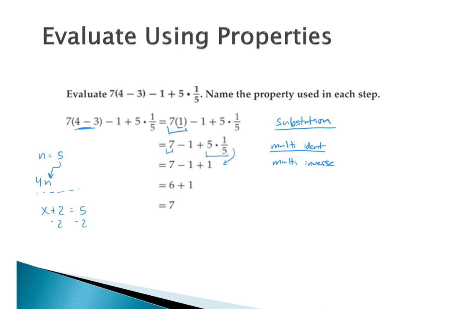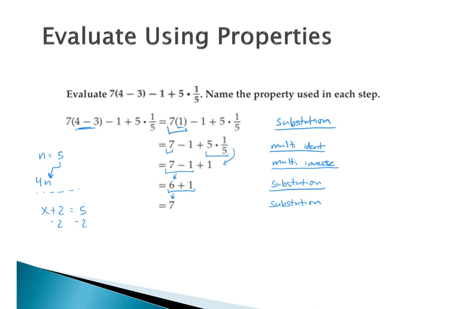Okay, here we go. Let's keep going. Next, I have 7 minus 1, and that is being replaced with a 6. So that's going to be the fun one of substitution. And then last but not least, I have 6 plus 1, and that's going to be replaced with a 7. So again, we have substitution.